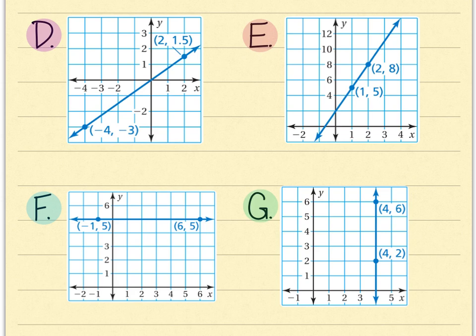Okay, here's an interesting example here in example D, because they give us a point at 1.5 up here. I'm still going to start at the point on the left. I'm going to calculate my rise: 1, 2, 3, 4.5. So 4.5 is going to be my rise. And then I'm going to calculate my run: 1, 2, 3, 4, 5, 6. And that's a positive 6. So I've got 4.5 over 6.